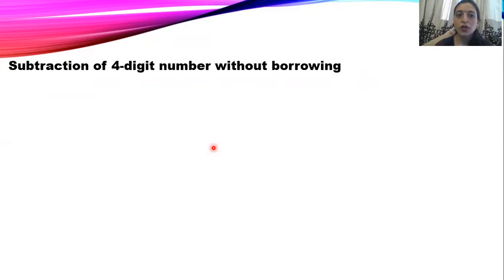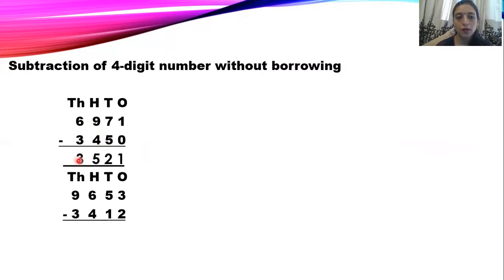Now let's do two questions of 4-digit numbers without borrowing. It's very simple without borrowing. 6971 minus 3450. So 1 minus 0 would be 1. 7 minus 5 is 2. 9 minus 4 is 5. And 6 minus 3 is 3. Okay. Let's go to another example. 3 minus 2 is 1. 5 minus 1 is 4. 6 minus 4 is 2. And 9 minus 3 is 6. It's very simple. The only difference is it's a 4-digit number.